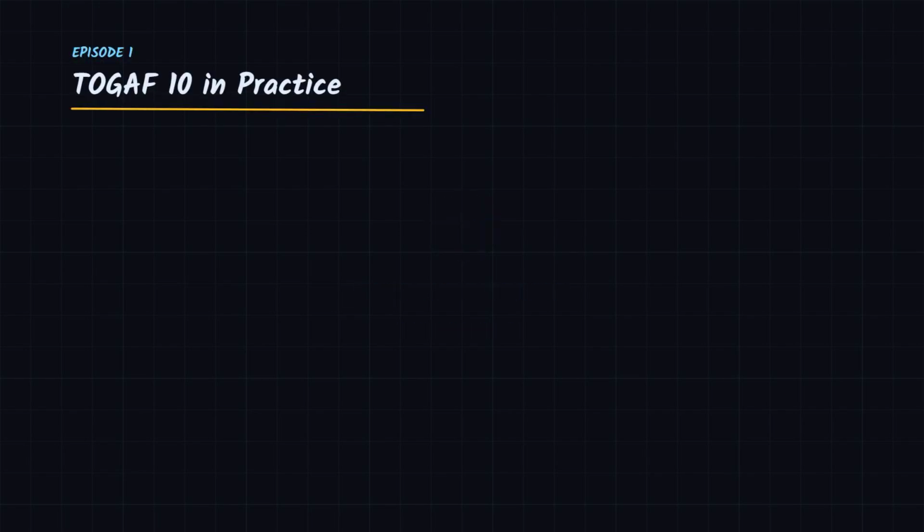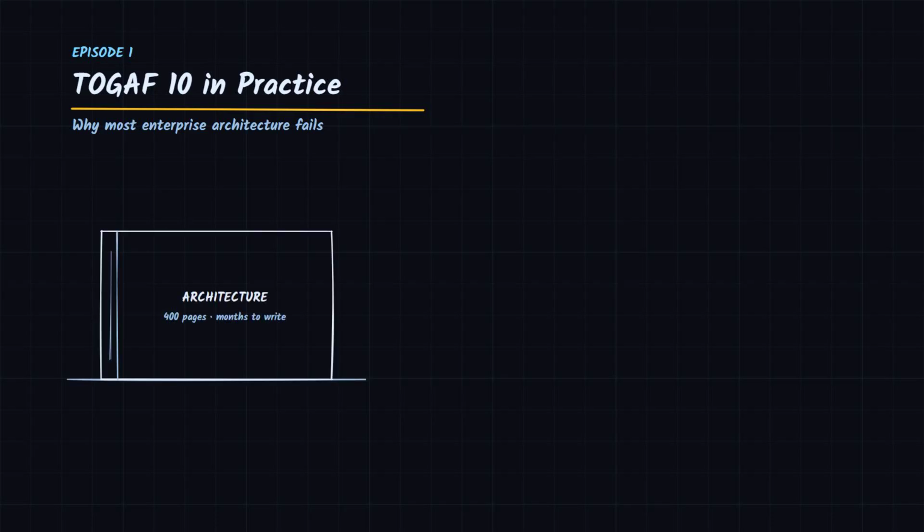Somewhere in your company, there's a 400-page architecture binder. Somebody spent months writing it, and nobody has opened it since the kickoff meeting. Now, TOGAF didn't fail that project. The way the team ran it did.